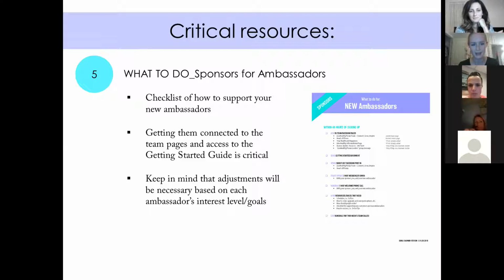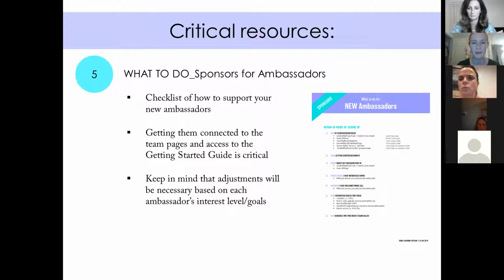And the next is a checklist of what to do, sponsors for new ambassadors. This makes it a really, really easy step-by-step checklist of how to properly introduce people to Plexus and to being an ambassador. It's really exciting. And we want to make sure that we're being consistent with all of our new ambassadors. So getting people connected to the team pages and getting them that Getting Started guide, which is the first tool we talked about, is absolutely critical.